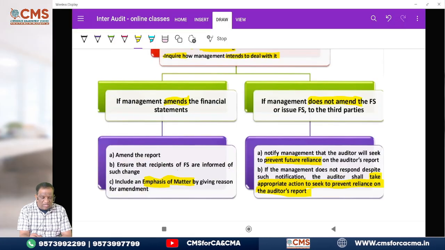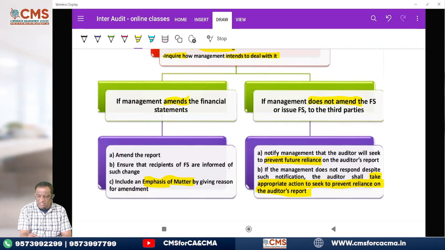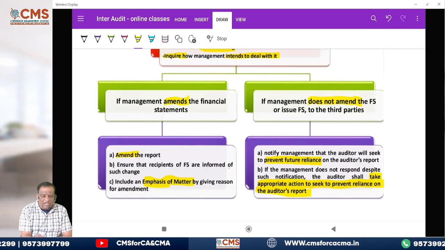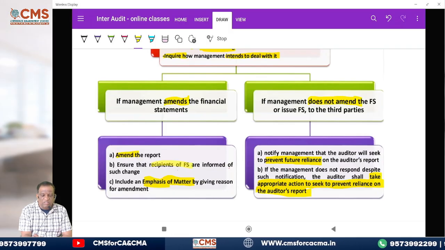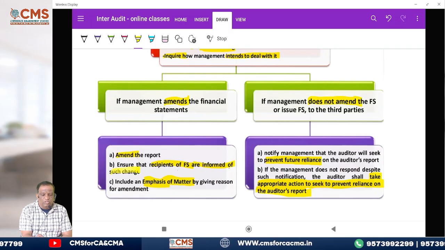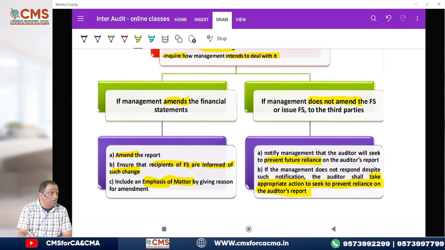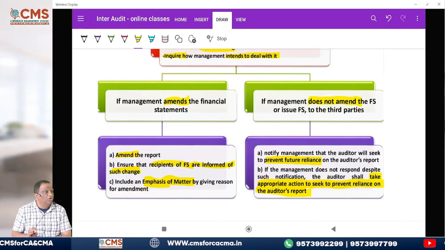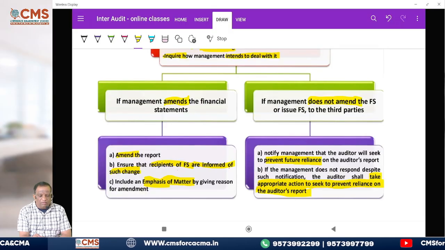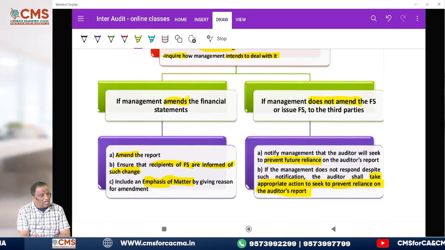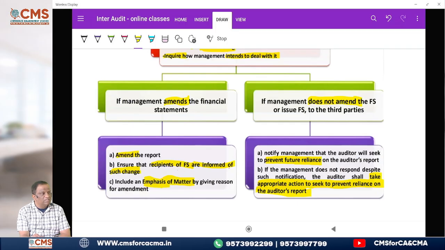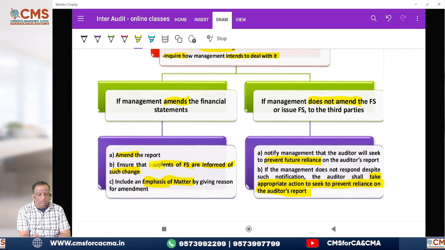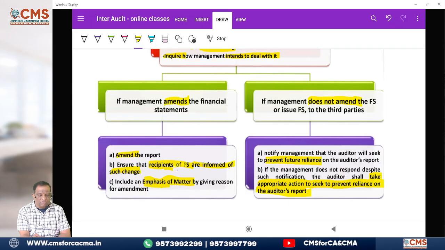If the management is willing to amend, then I will amend the report, since I have management support. And I will ensure that recipients of financials are informed of the change, because the users already have my old report. The management is ready to support me. They say, give me the new report, we will send it one more time as a new report. So I have to make sure that whoever has the old one, through an emphasis of matter, I tell them not to rely on my old report, and I have to alert them. That is the point.